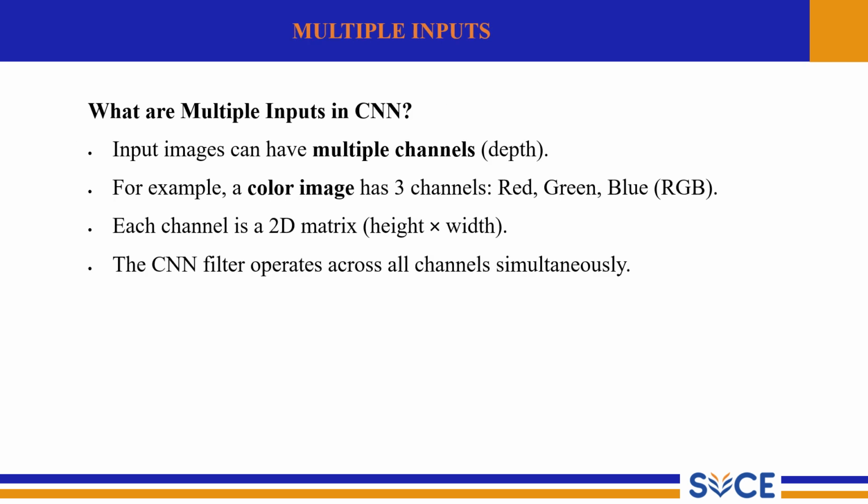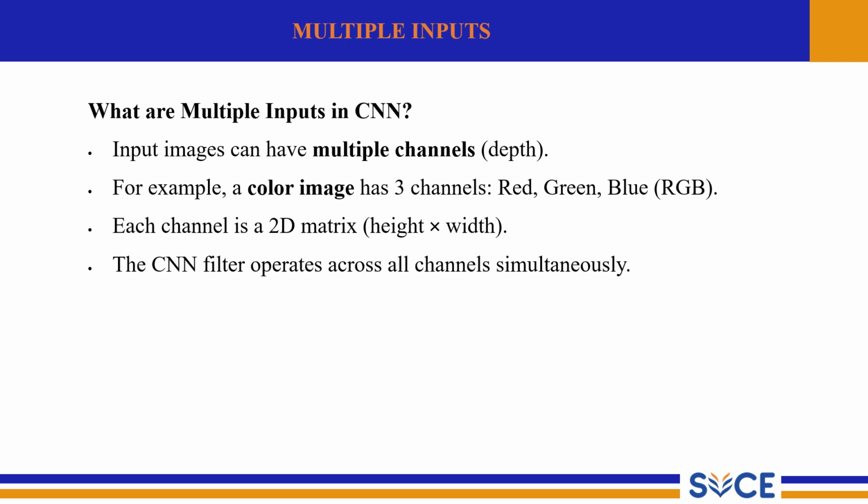Next topic is multiple input. So, multiple input in convolutional neural networks. In a CNN, the input images can have multiple channels, also referred to as depth. For example, a standard color image has three channels: red, green and blue. We will call it RGB. Each channel is represented as a two-dimensional matrix with dimensions height into width.